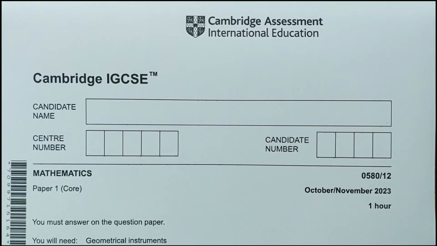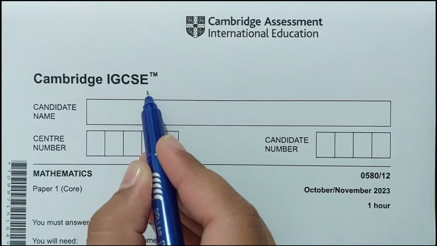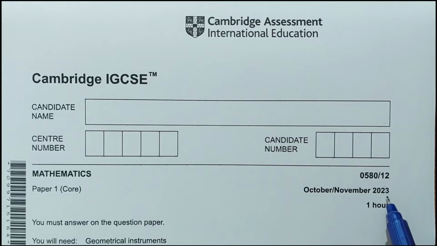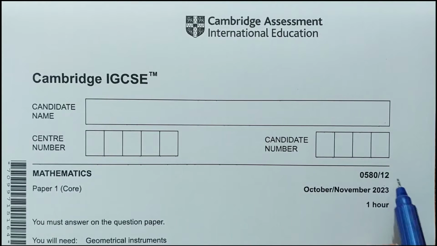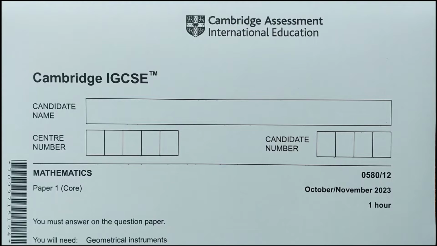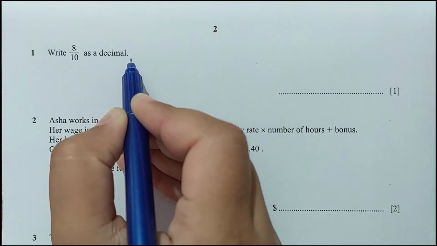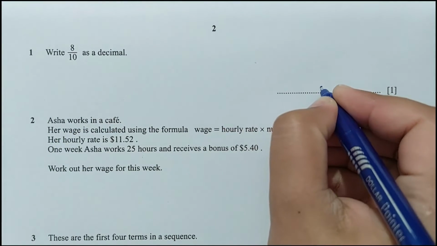Hi everyone, in this video I'm going to solve Cambridge IGCSE Mathematics Paper 1 Core, October-November 2023 session, Paper 1-2. So let's start with the first question. Question number 1, write 8 over 10 as a decimal. So 8 by 10 is 0.8.